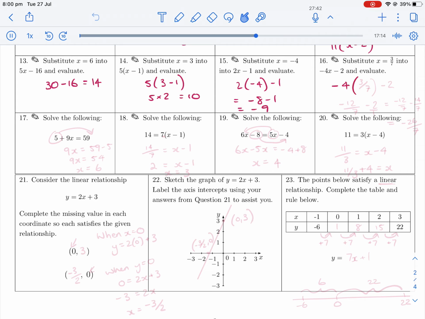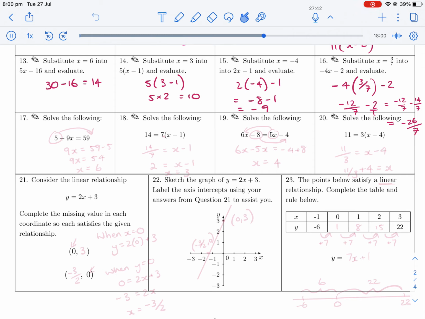Minus 4, lots of 3 on 7, minus 2. Okay, minus 4 times 3 is minus 12 on 7, minus 2. It'd be nice if we had a common denominator, so let's make one. So that's the same as minus 12 on 7 minus 14 on 7, which is minus 12, minus 14, minus 26 on 7.